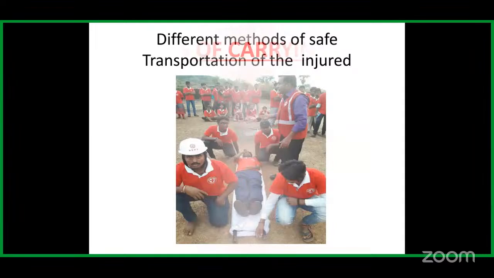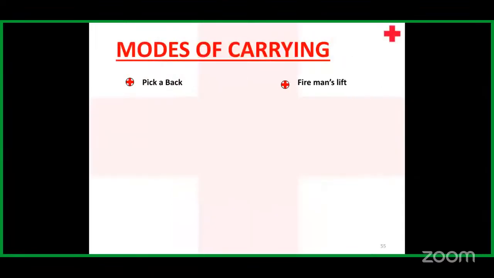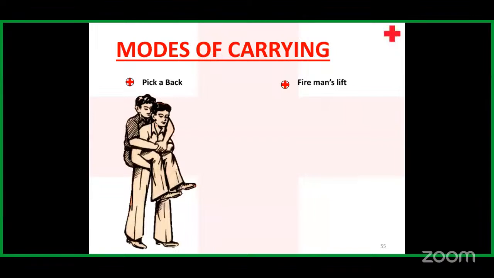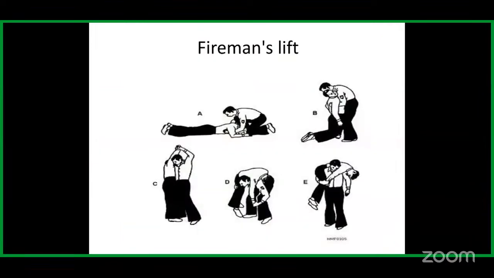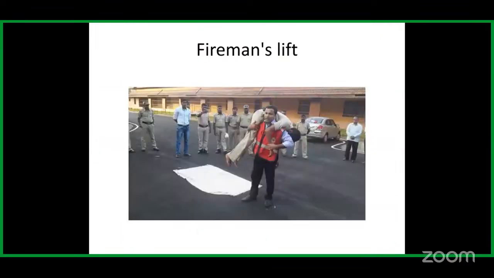Okay. So there are different methods of carrying an injured person. These methods are applied for a person who does not have a fracture, only he is unconscious, maybe due to drowning, maybe due to fire and smoke. We can use simple methods when you don't have a stretcher: the pick-a-back method, the fireman lift method. This is one of our trainings. We do give practical field trainings also. I'm also a trainer for the Government of Karnataka Police Department as well as for the Administrative Training Institute. So these are our trainings from the past.